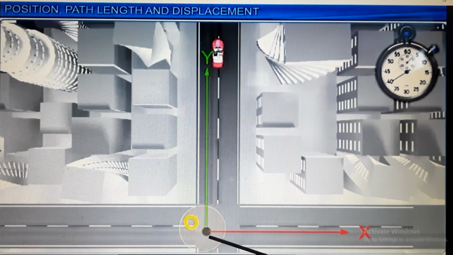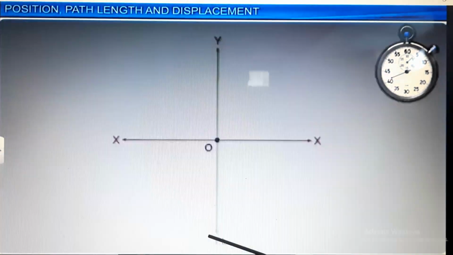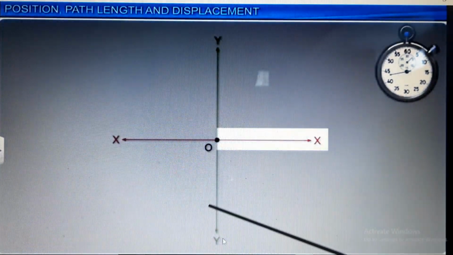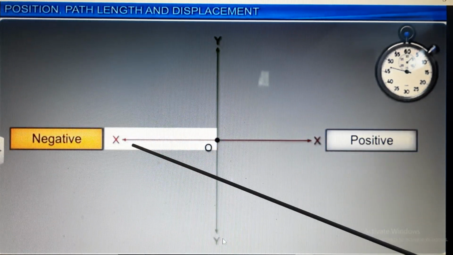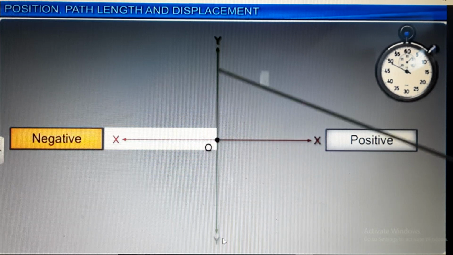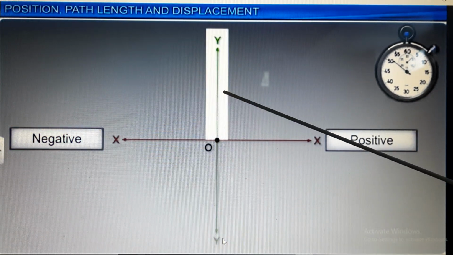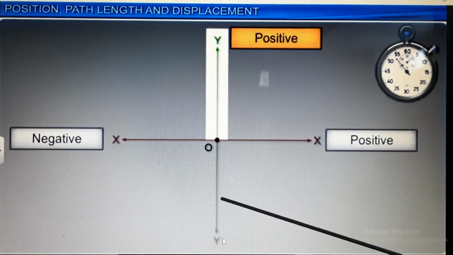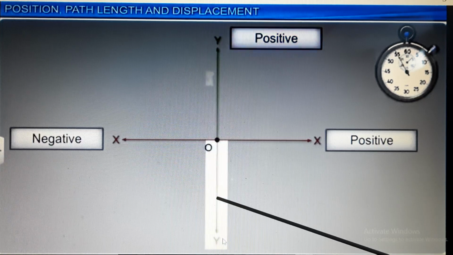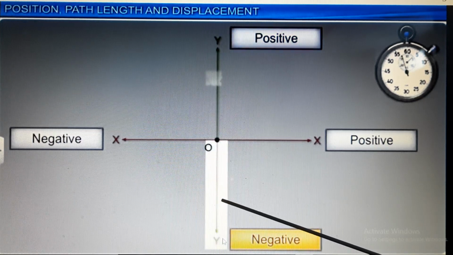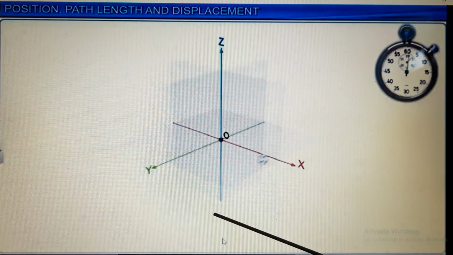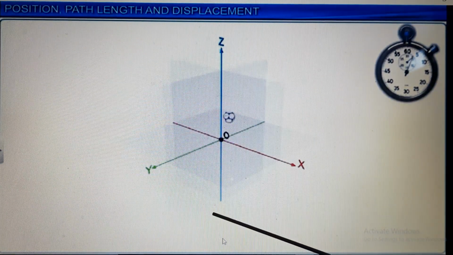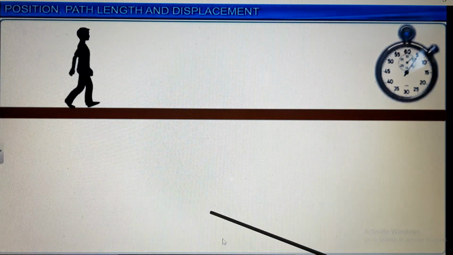So here O is the origin. This is the positive x-axis, this is the negative x-axis, this is the positive y-axis, and this is the negative y-axis. Friends, in standard 10 maths we learned it. Okay, here the object is moved in three dimensions.